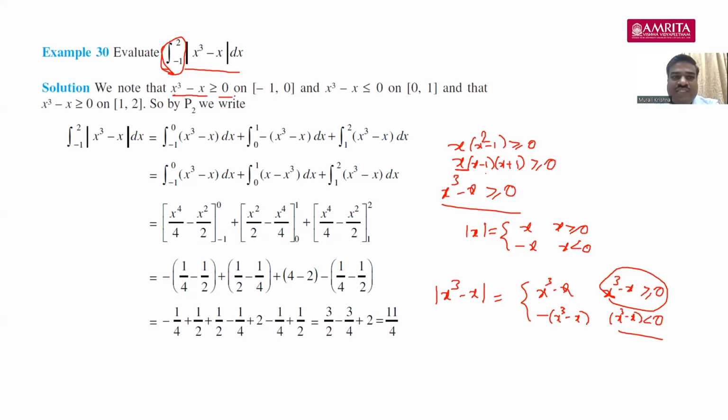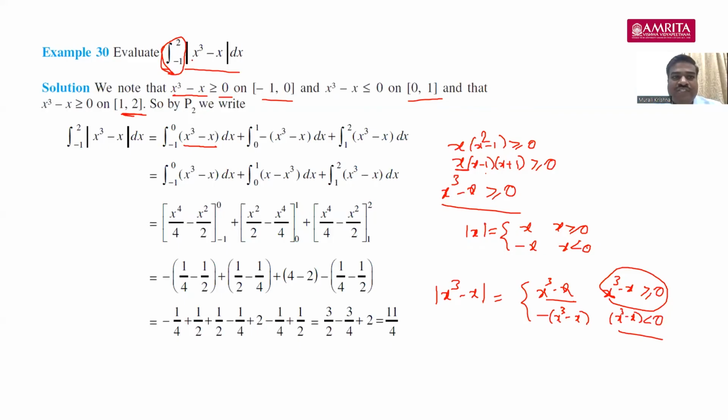x cube minus x is greater than or equal to 0 in the interval -1 to 0, less than 0 in the interval 0 to 1, and again greater than 0 in the interval 1 to 2. Based on this nature, once it is greater than 0, mod x is equal to that same x. So from -1 to 0, the modulus of x cube minus x is x cube minus x itself.